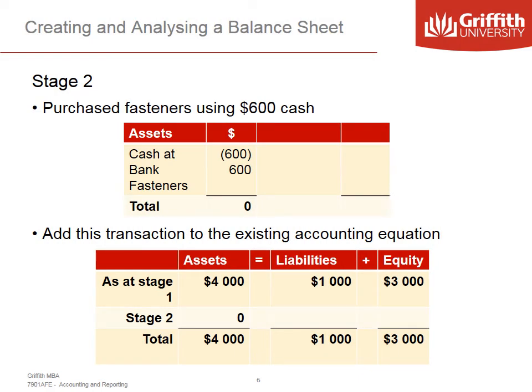Susan's first transaction. She's going to purchase fasteners, and to do that she's going to use $600 of the cash which is in her bank account. And so what will happen when she pays for it is that the balance in the bank will go down, minus $600, but what she will get in exchange for that is $600 worth of fasteners, which is an asset. And so there you can see that the total of assets doesn't change. The total doesn't change. The composition within that total does change, of course, but the total remains at $4,000. And the liabilities haven't changed, and the equity hasn't changed.